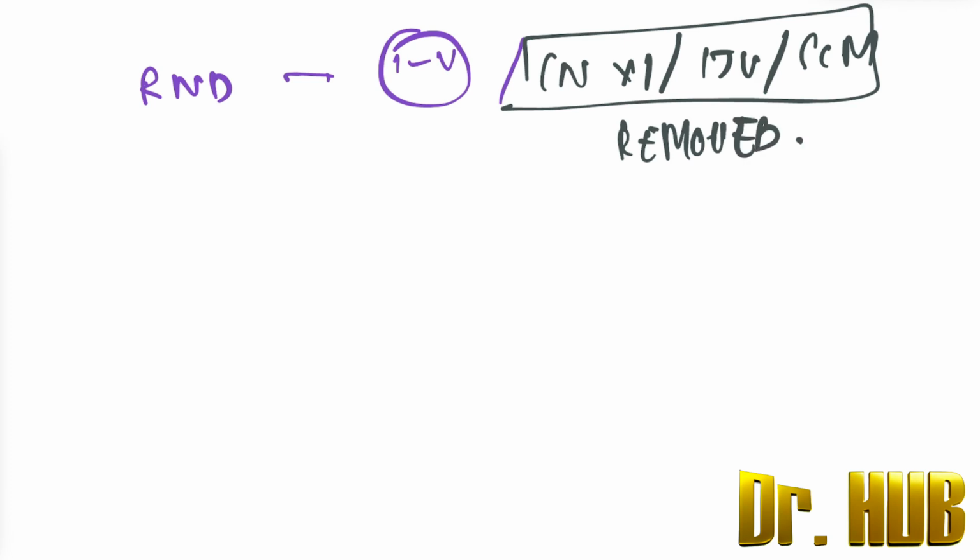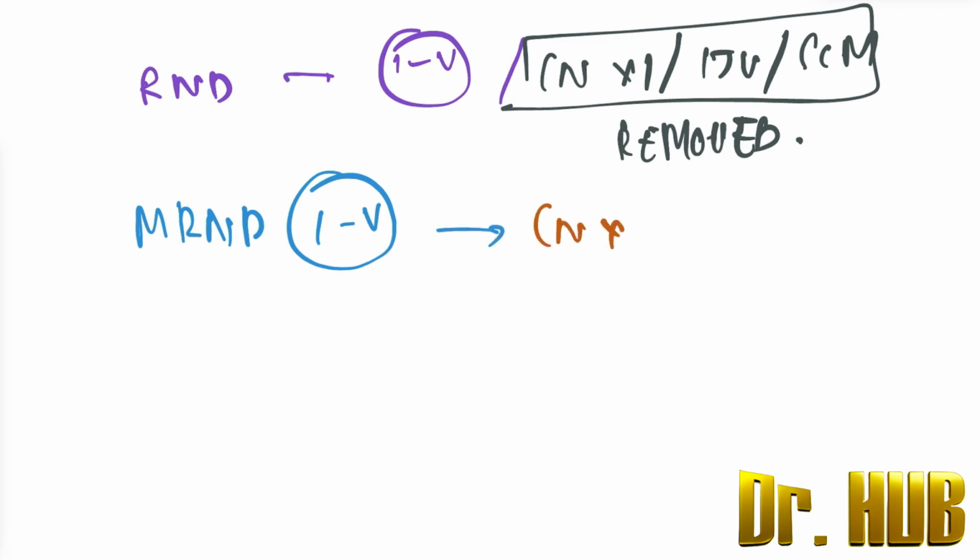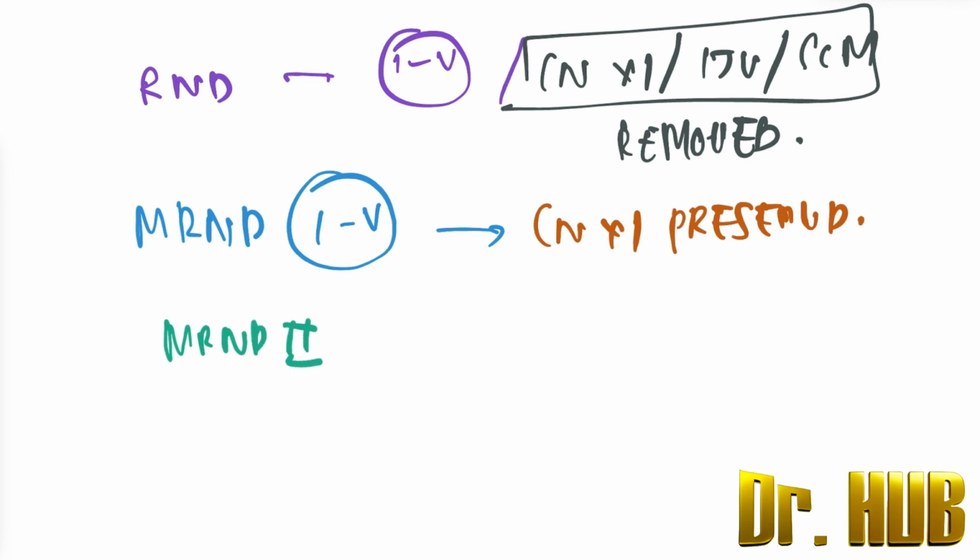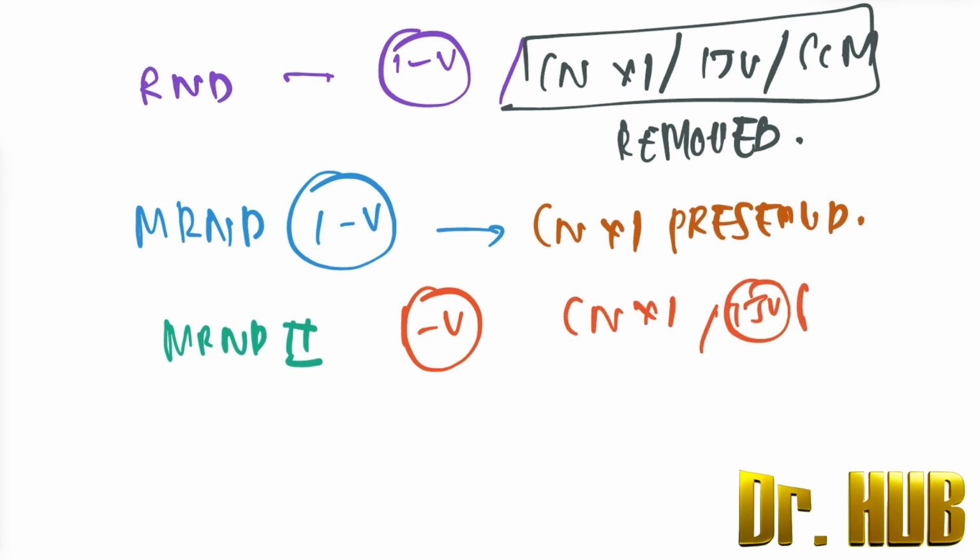Next comes the MRND. MRND is the modified radical neck dissection. For MRND, the lymph nodes removed are 1 to 5, and here CN11 is preserved. Next is the MRND 2. The lymph nodes removed are 1 to 5, and here CN11 and the IJV, if you see, are preserved.